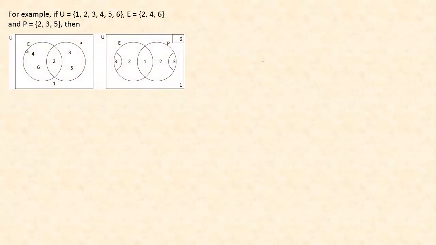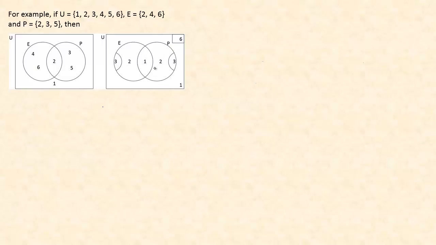Then if we look at this Venn diagram here, 2 is common to both E and P, so it's in the overlap. The other elements of E, 4 and 6, are shown here, so they're inside of E but not inside of P. 3 and 5 are shown inside P but not inside of E, and 1 didn't belong to any of them, so it's here. It has to be within the bounding rectangle.